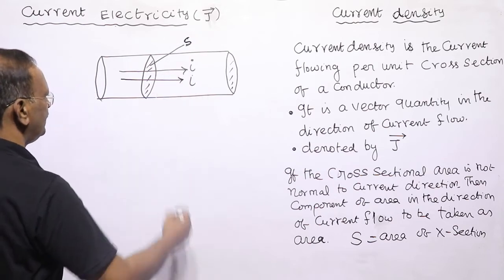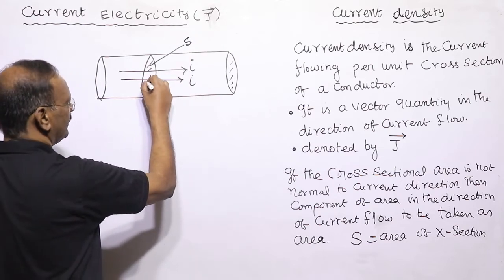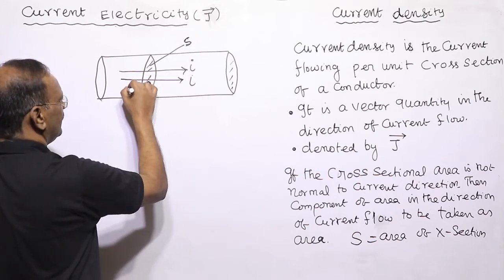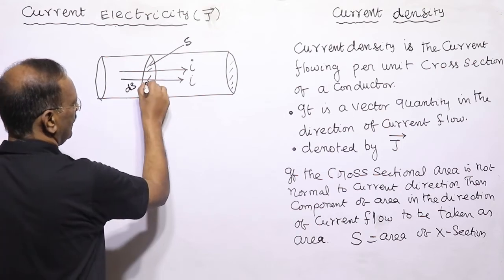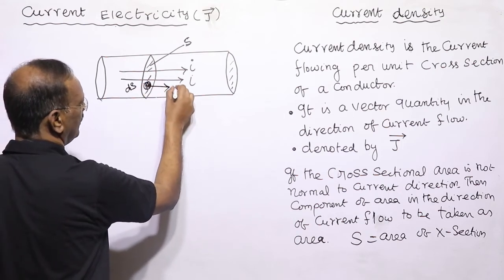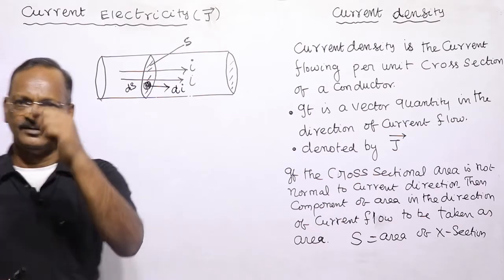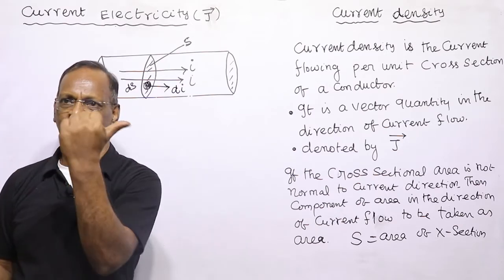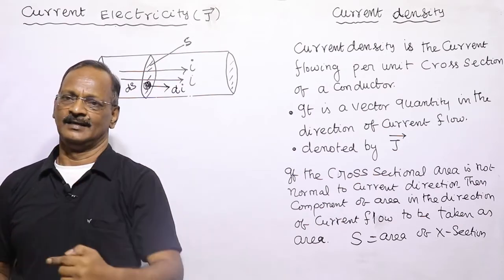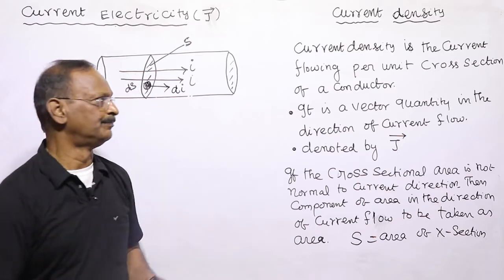If you take a small amount of area, say this portion, we can call it dS, and how much current will flow? A small amount of current will flow through it. Because in a small area, how much current is flowing, compared to a big cross-sectional area, how much current is flowing?